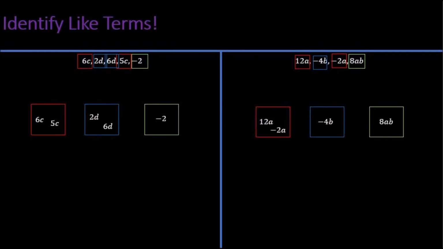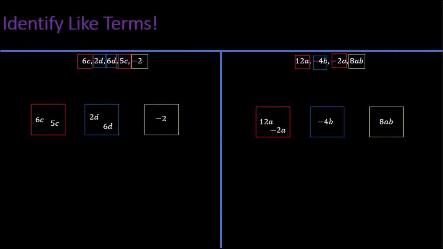Okay, so we represented the variable of C with a red box, the variable of D with a blue box, and it looks like just the number with a green box. So we took all of those and made a bigger box and just put them into each colored box. And there you go. You've identified the like terms.